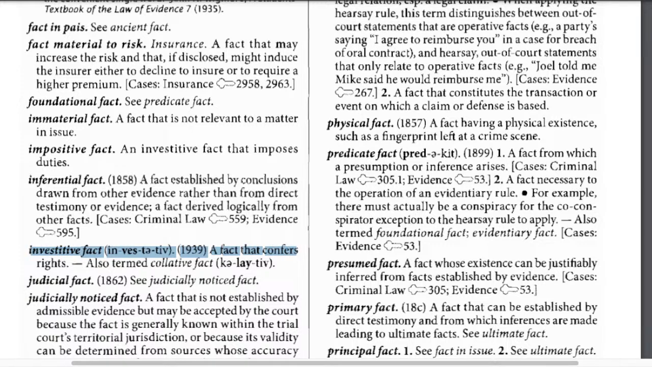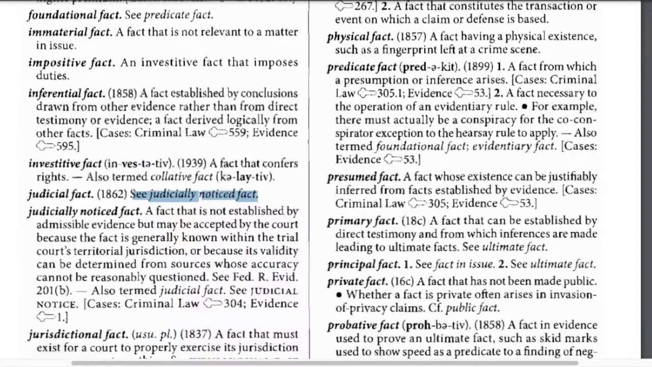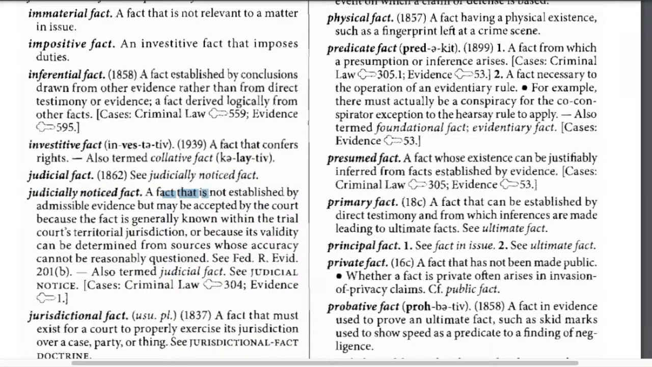Then we already went over investitive fact and judicial fact, 1862. So judicial notice fact, okay. So judicially noticed fact, a fact that is not established by admissible evidence, but may be accepted by the court because the fact is generally known within the trial court's territorial jurisdiction, or because its validity can be determined from sources whose accuracy cannot be reasonably questioned. Well, what kind of source is that whose accuracy cannot be reasonably questioned? I can't think of very many. Also termed judicial fact. See judicial notice.